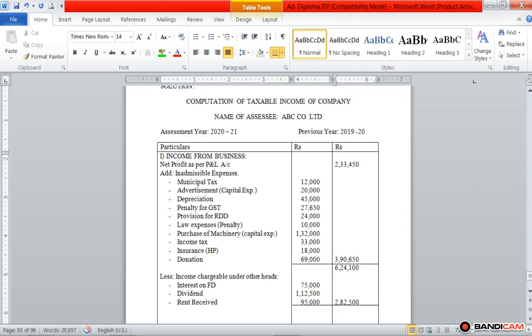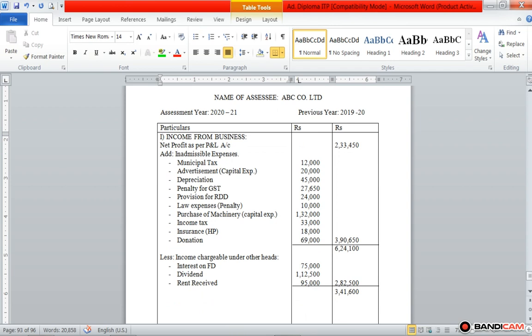Okay. Deduct this value from net profit. So we deduct, less, 6,24,100 minus 2,82,500. We get 3,41,600. Okay. Then we deduct allowable depreciation.